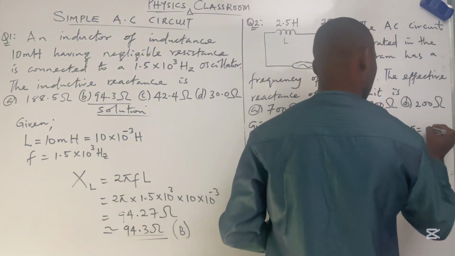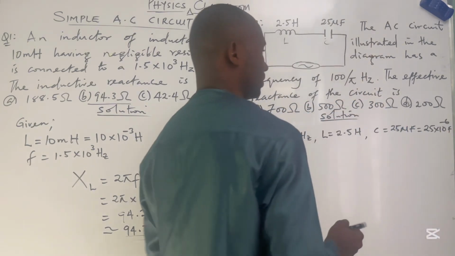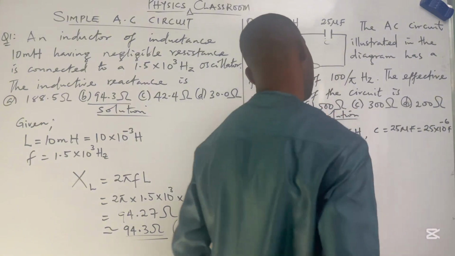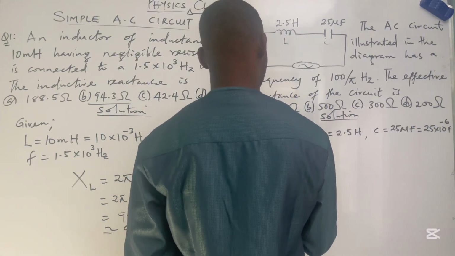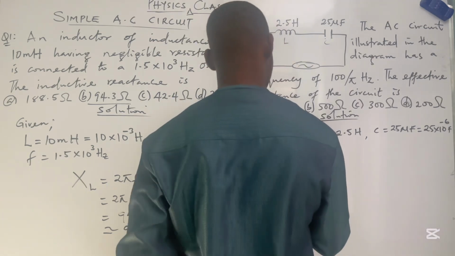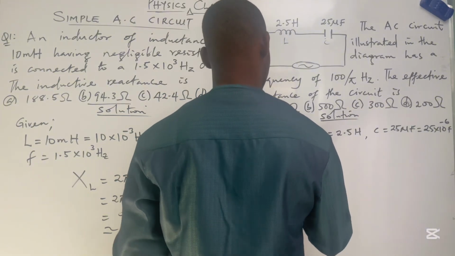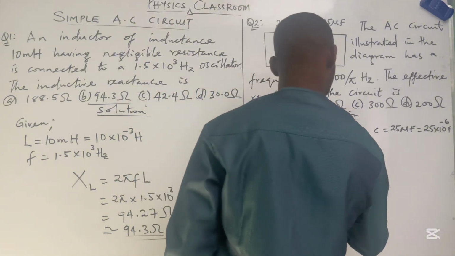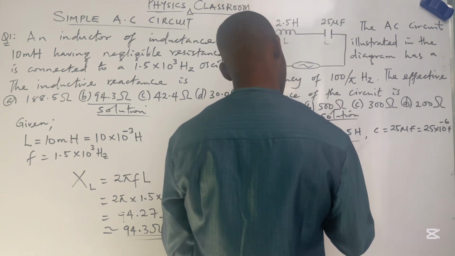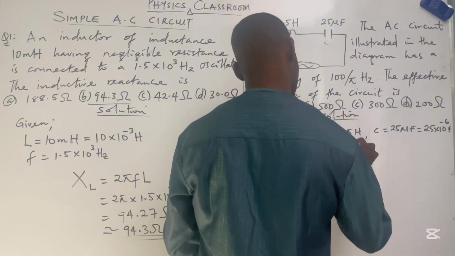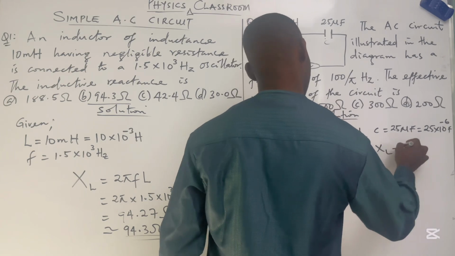When you convert this, it's going to be 25 times 10 raised to the power of minus 6 farad. Take note of that. All right. The first thing to do is to recall that the effective reactance of this LC circuit, which is the impedance ZLC, will be equal to, if you check the previous video I made, you realize that I gave you something like this: the square root of XL minus XC all squared, such that the square will cancel the square root, and it then becomes XL minus XC.